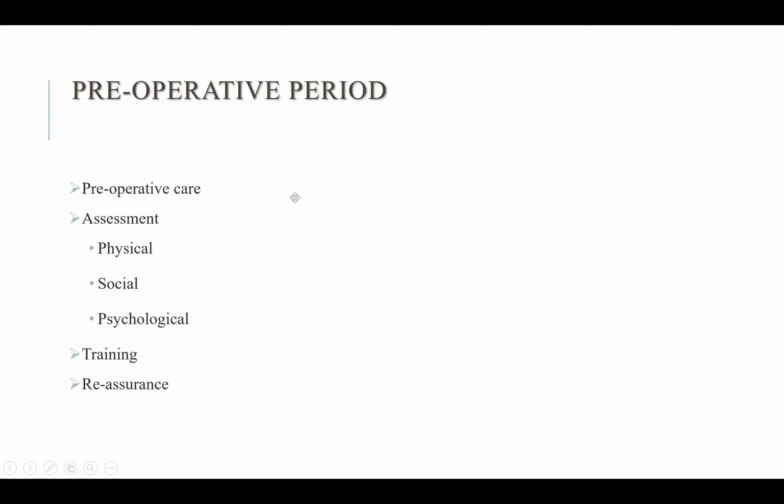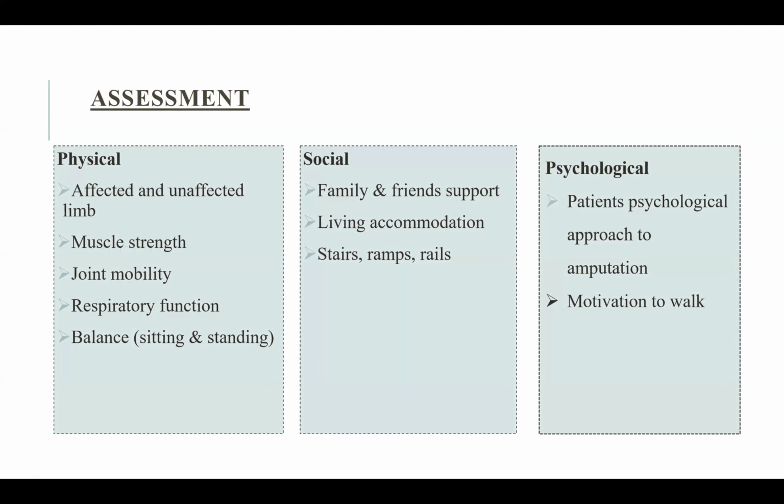Rehabilitation of the patient is divided into preoperative period and postoperative period. In the preoperative period, we'll be taking care of preoperative assessment in terms of physical, social, psychological, training of the patient, and reassurance. In physical, we'll be assessing the affected and unaffected limb, muscle strength, joint mobility of the limbs, respiratory function of the patient, balance in sitting and standing position. The social assessment will cover friends and family support, living accommodation, and accessibility of the patient to stairs, ramps, or rails. Psychological approach of the patient and his motivation will be assessed.